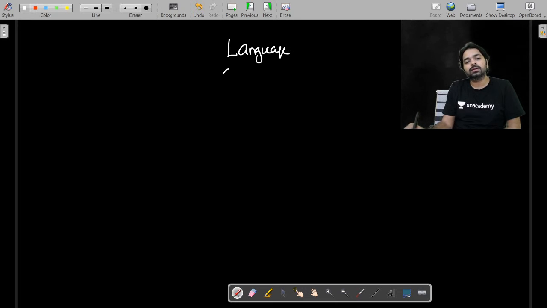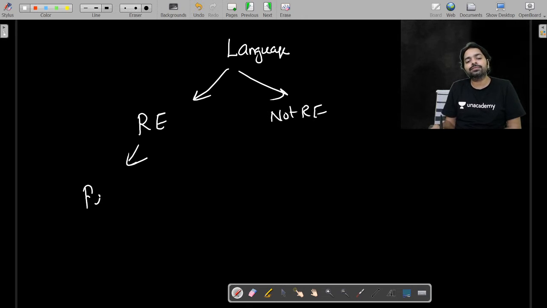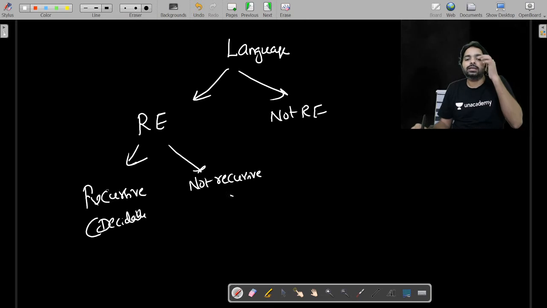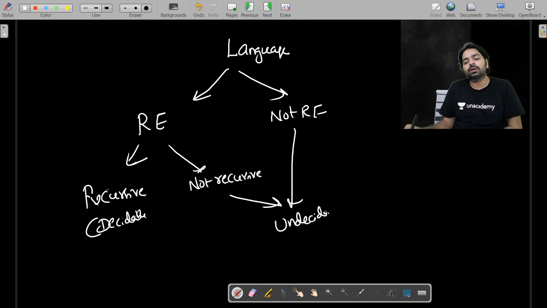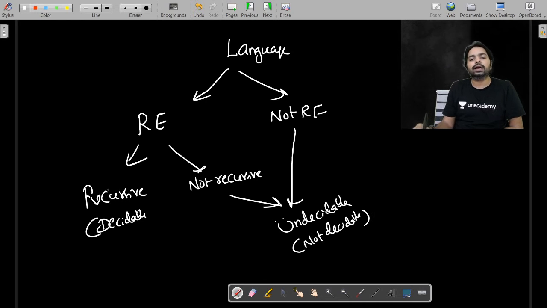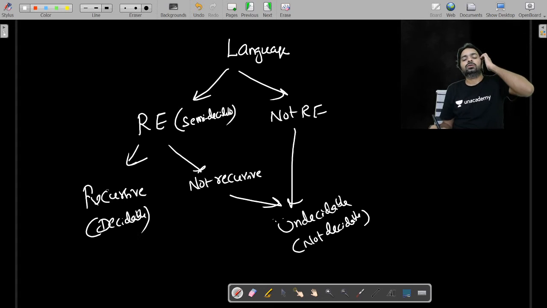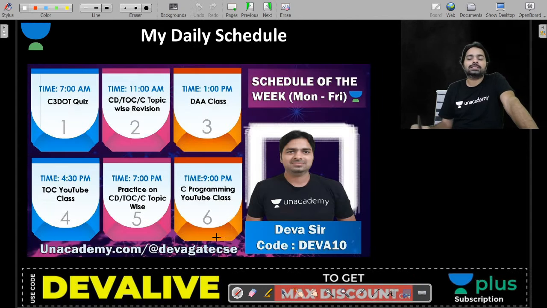Look at the names. We have RE, we have not RE. In the RE, we have recursive and we have not recursive. Recursive is another name for decidable, and not recursive and not RE, both are undecidable. Undecidable, another name only, not decidable. And RE, another name only, semi-decidable. Everyone? So use the names carefully. Okay, I hope you practice on these definitions.